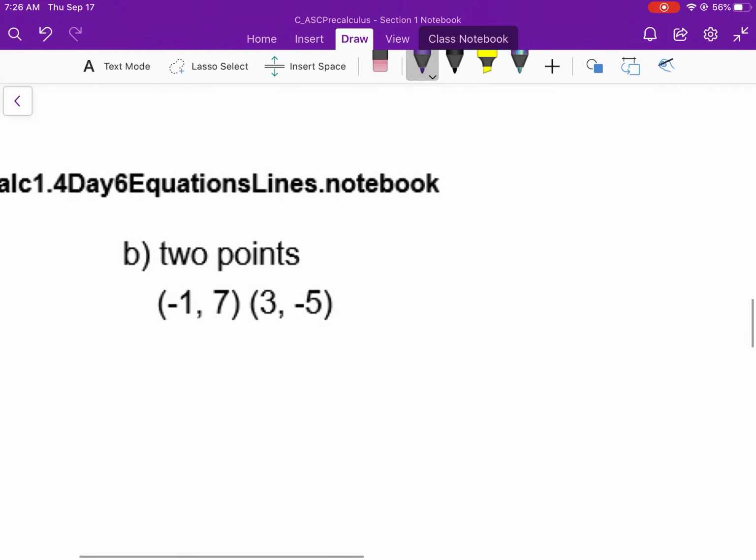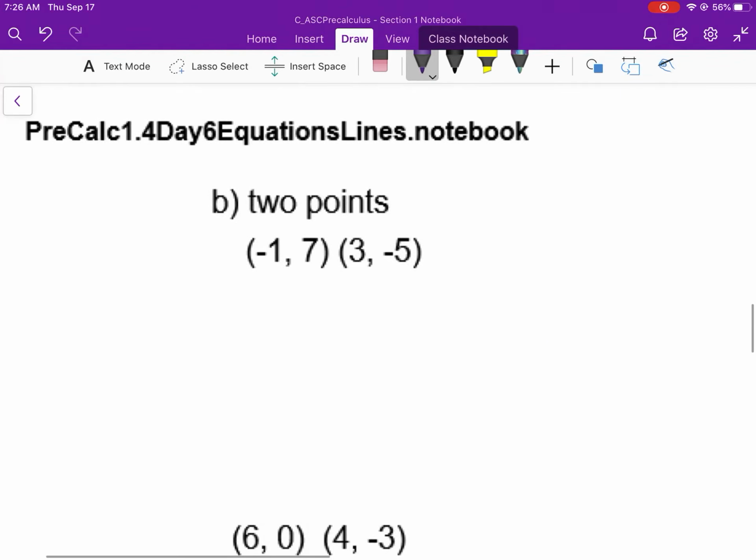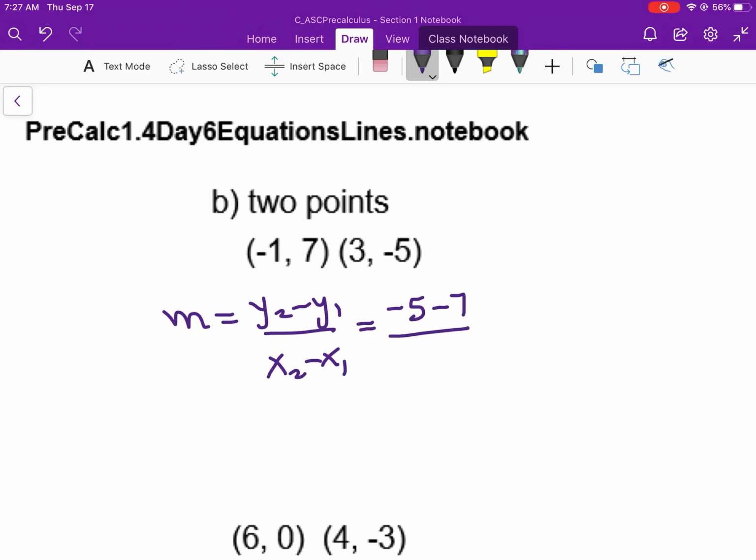Okay, and what happens if I give you 2 points? Well, the only thing that's different here is that you have to first find the slope. Like, oh, I can do that. m equals y2 minus y1 over x2 minus x1. So that's -5 minus 7 over 3 minus -1. So that makes -12 over 4, or -3.